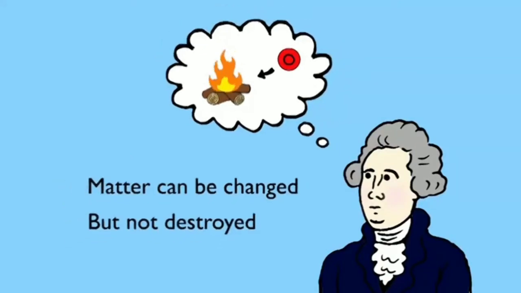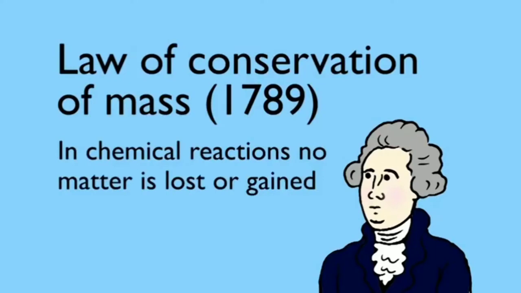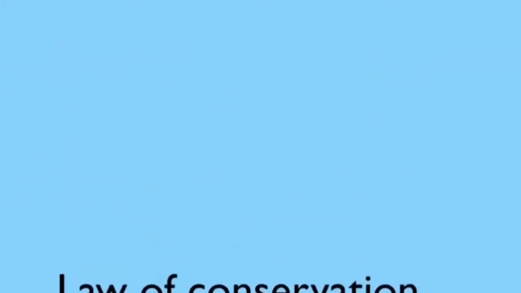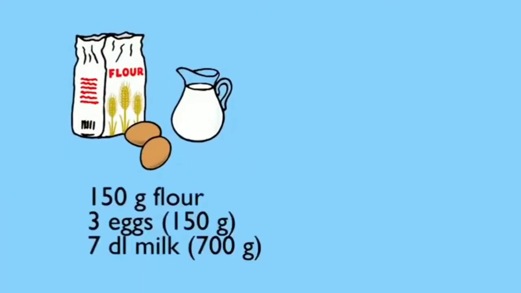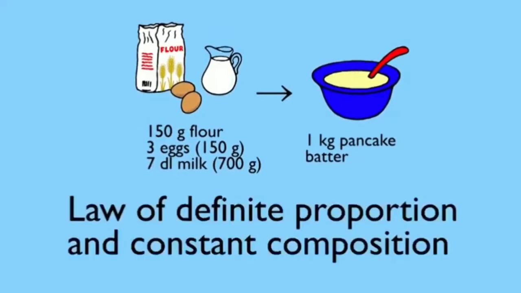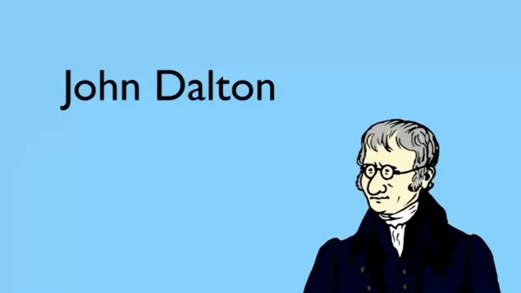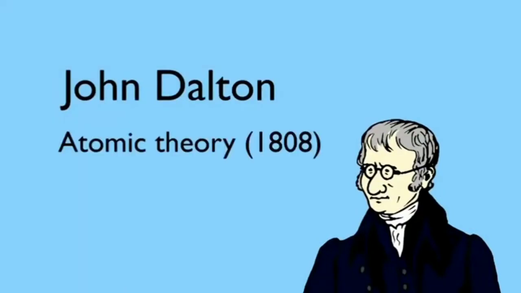In 1789, he established the law of conservation of mass. In chemical reactions, no matter is lost or gained. These experiments on combining weights also showed that elements always combined in fixed ratios, the law of definite proportions and constant composition, and they led Dalton to publish his atomic theory in 1808.